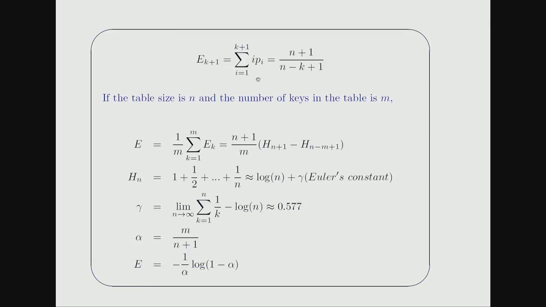Now let us compute the expectation of this, the (k plus 1)th expectation, which is basically the sum of i times p_i. If the table size is n and the number of keys in the table is m, then we can find the overall average number of probes that are required to insert an element, search for an element, whatever it may be. There is a small expression over here which says how you get this complexity, and it turns out this value E, the expected number of probes, is minus 1 over alpha times log of 1 minus alpha. What is alpha now? Alpha is m, the total number of keys which are present, divided by n plus 1, and it is called the loading factor of the hash table.